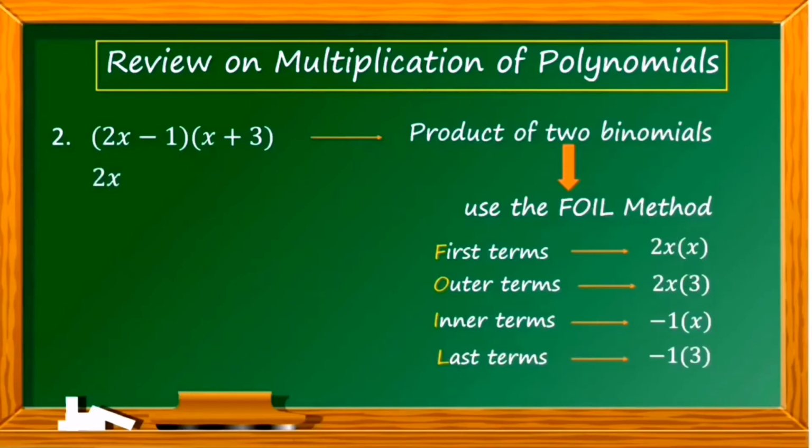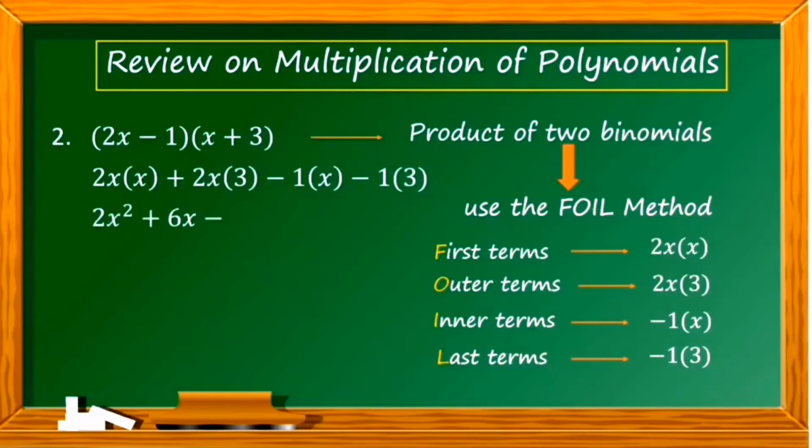So that is 2x times x plus 2x times 3, negative 1 times x, negative 1 times 3. To simplify, that is 2x squared plus 6x minus x minus 3. Finally, we have 2x squared plus 5x minus 3.